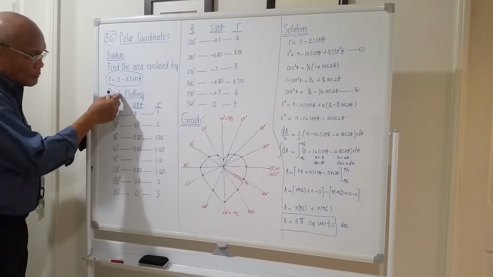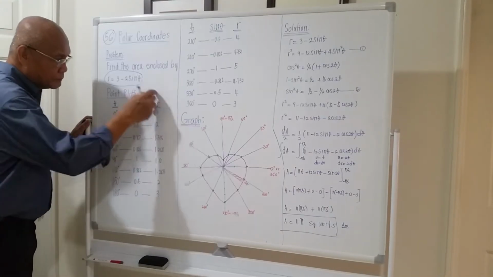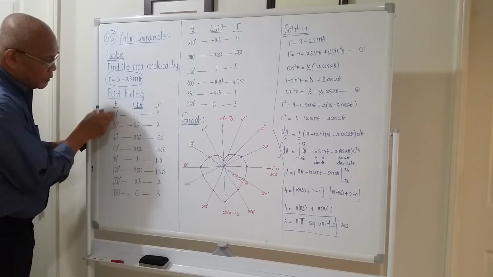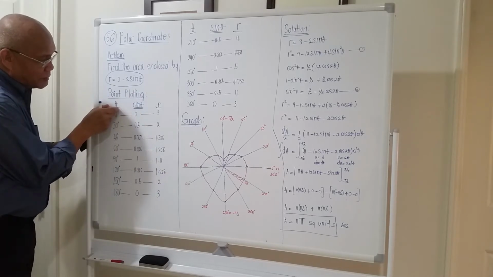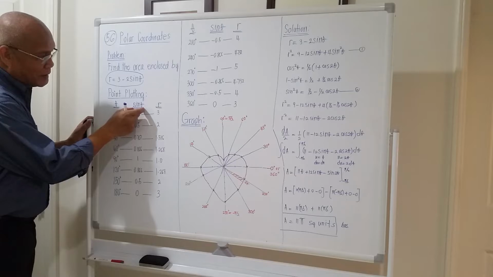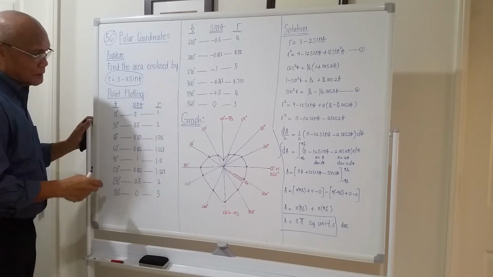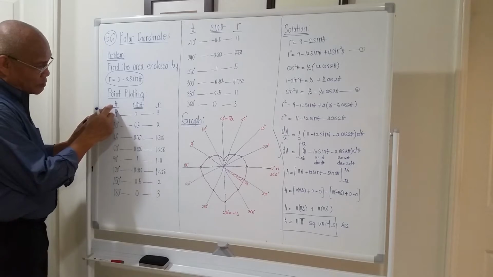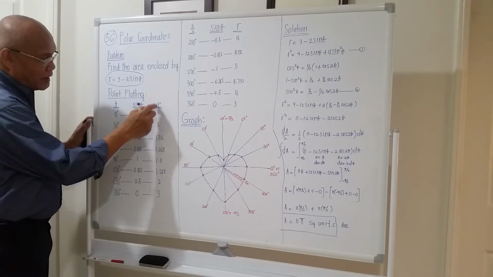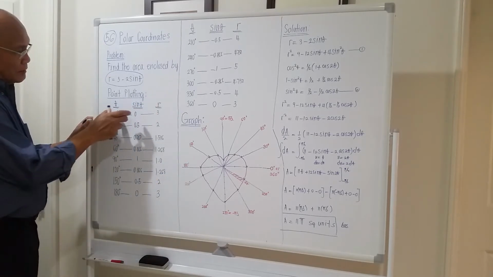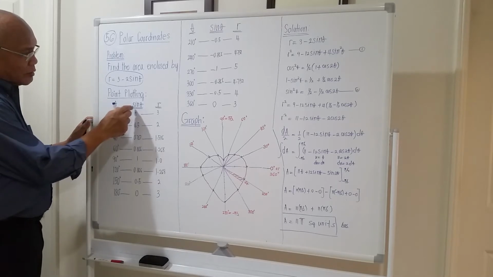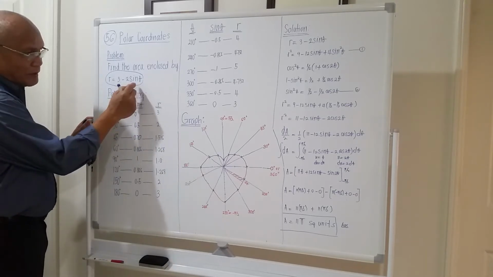We got 3 columns over here. The first column is theta, second column is sine of theta, the third column is the value of the radius. What will be the significance of theta, sine of theta, and r? We will relate theta, sine of theta, and r back to the given polar equation.